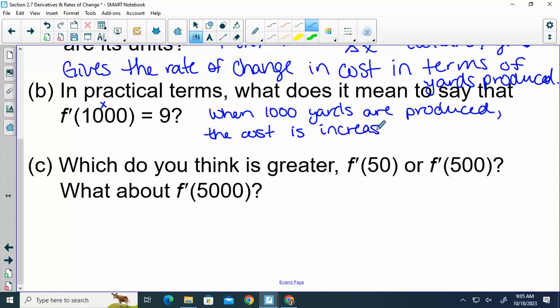Increasing $9 per yard. So I don't know how much it costs me to make 1,000 yards, but I know if I want to make 1,001 yards, my cost will go up by $9. Okay, it's a rate of change.